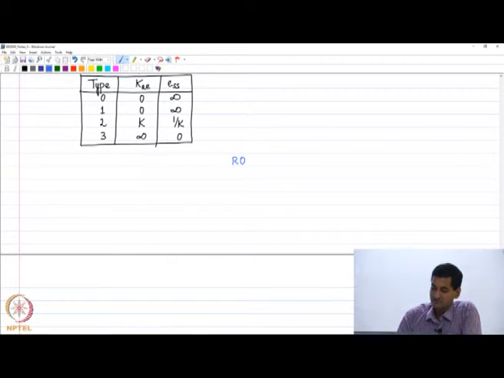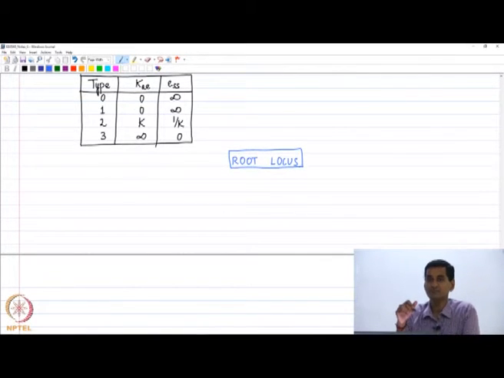Yes, please. Why can't we just use type 2 systems for even unit step? Okay. Type 2 systems. So that we are going to answer when we get a clearer picture when we do root locus. So his question was, why can we not use a type 2 system to begin with?